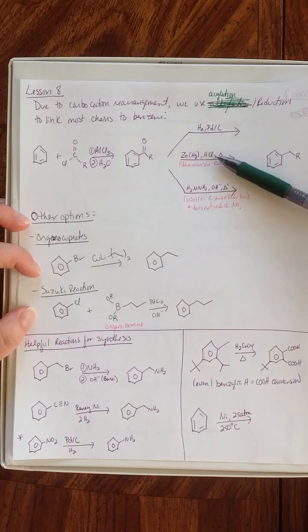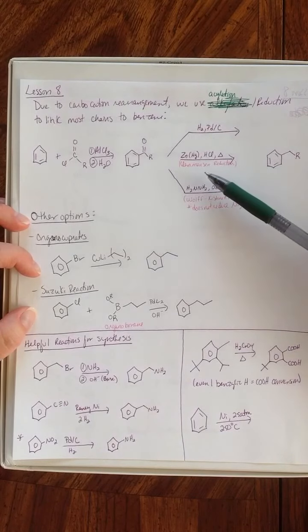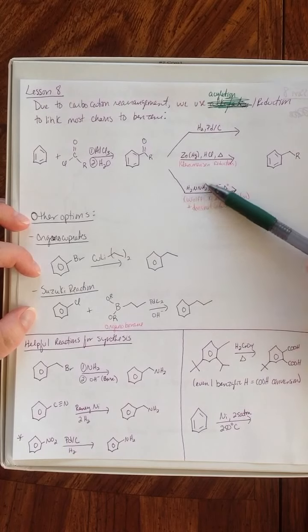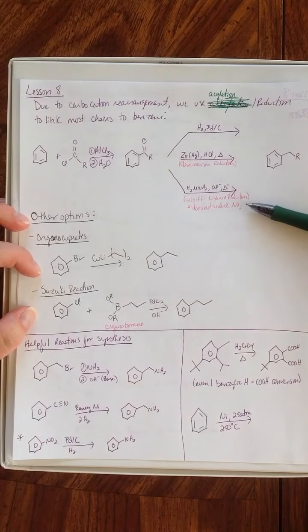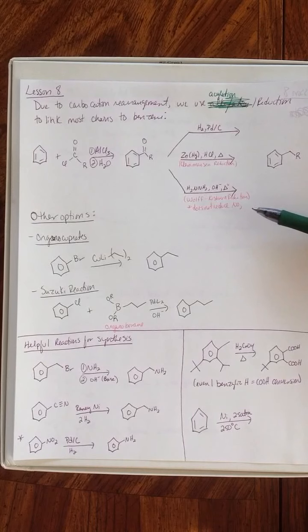We then have both acid conditions and basic conditions that can also go through this reduction. This is called the Clemmensen reduction with zinc and mercury, HCl, and heat. You can also go through the Wolff-Kishner reduction with this hydrazine, OH minus, and heat. The advantage of this one, in addition to being in basic conditions, is that it does not reduce NO2.